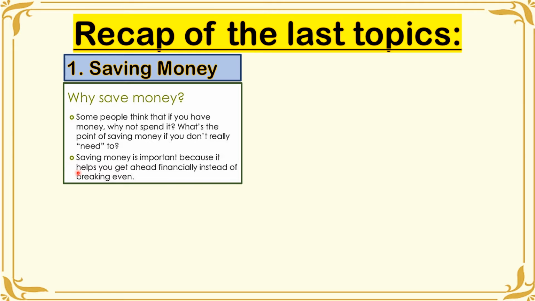We save money for different purposes, class. Some people save money because they want to buy something. Some people save money because they want to go somewhere. Or some people save money because they want to buy a house or purchase a car.